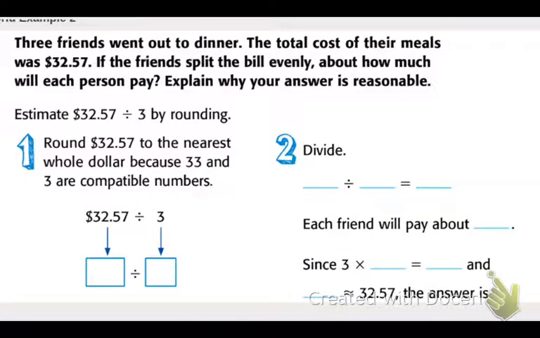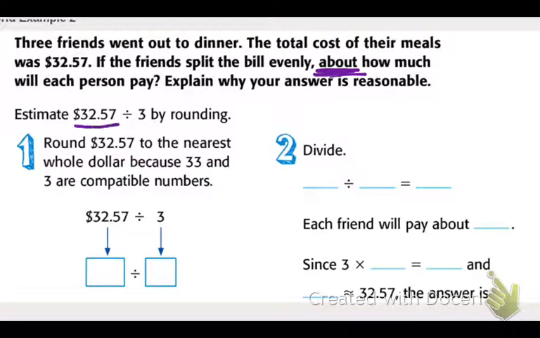3 friends went out to dinner. The total cost of their meals was $32.57. If the friends split the bill evenly, about how much will each person pay? Explain why your answer is reasonable. Again, we're going to do the about answer. We're figuring out what it is close to.